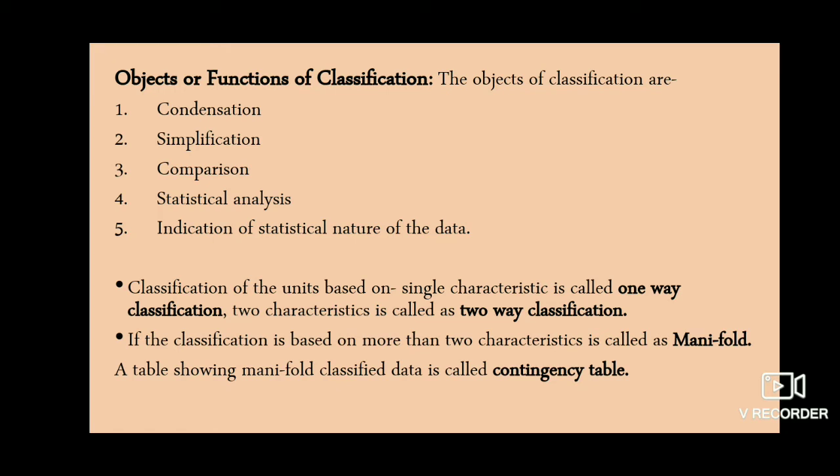Classification of units based on a single characteristic is called one-way classification, and the classification of units based on two characteristics is called two-way classification. If the classification is based on more than two characteristics, then it is called manifold, and the table showing manifold classified data is called a contingency table.